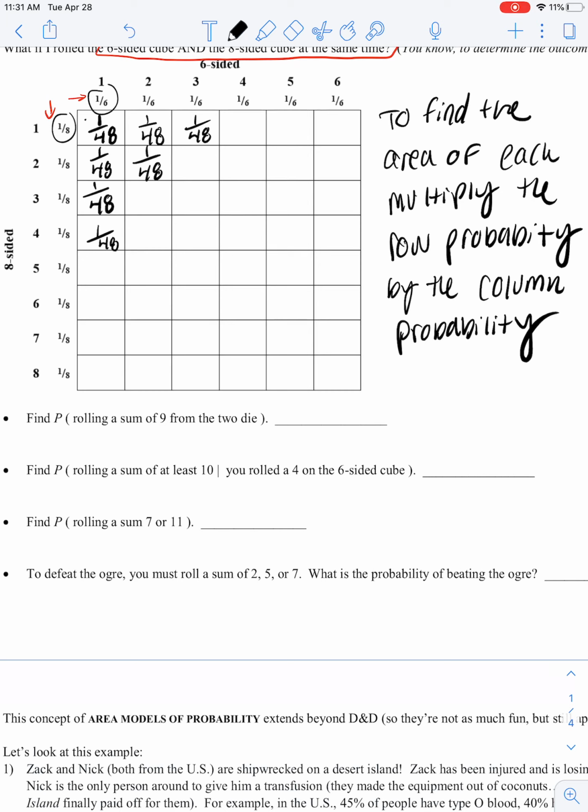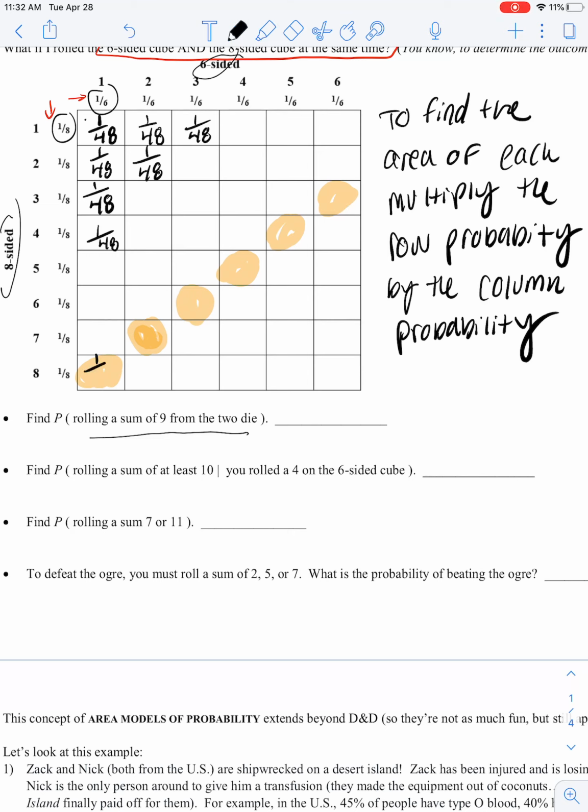Find the probability of rolling a sum of 9 from the 2 dice. So we need to look at the intersection of the 8-sided dice and the 6-sided dice and which ones would give me the sum of 9 if I rolled the 2 dice. Well, 1 plus 8 equals 9, right? 2 plus 7 equals 9. 3 plus 6 equals 9, so that's this square. 4 plus 5 equals 9. 4 plus 5 again equals 9. 3 plus 6 equals 9.